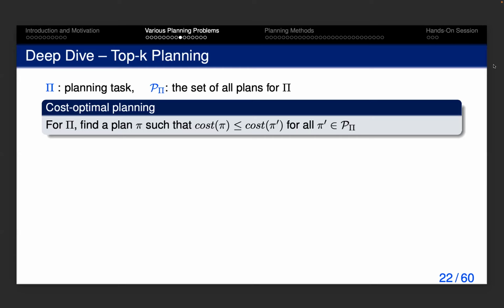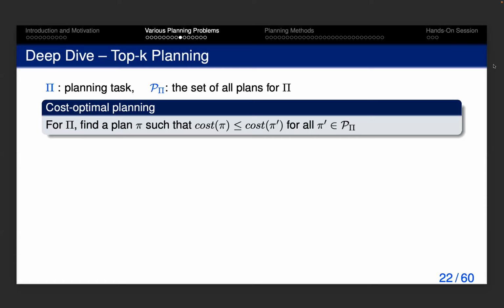So let's dive into top quality planning. As Shirin mentioned, we are talking about the classical planning formalism. So pi is the planning task, and we denote by P of pi the set of all plans for pi. In some cases, it could be an infinite set. Still, it's the set of all plans for pi.